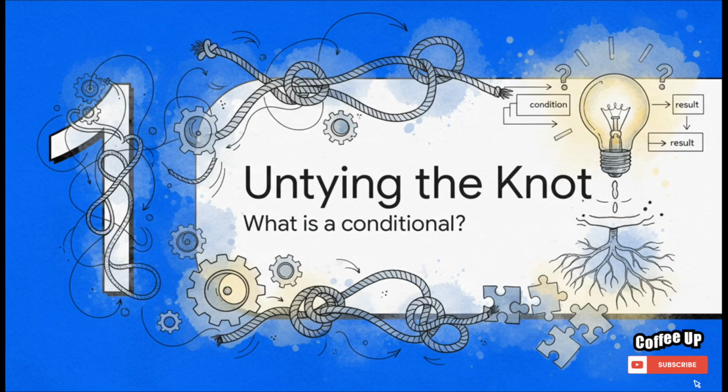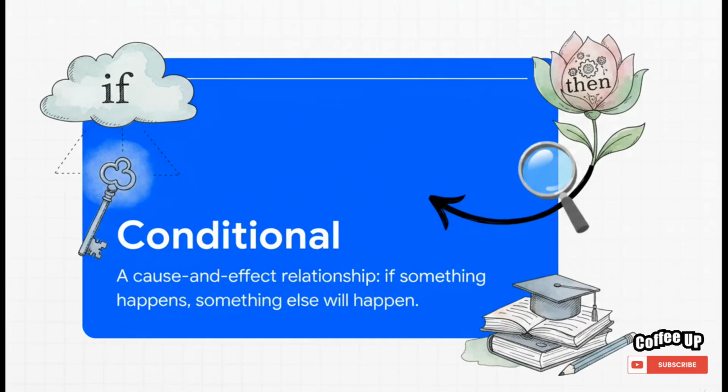Okay, section 1, untying the Gordian knot. What exactly is a conditional? Before we even start looking at formulas, we need to understand the core concept. At its absolute heart, every single conditional sentence is just a simple cause and effect relationship. It's an if clause. It just tells us that if something happens, well, something else is going to happen. That is literally it. Whether the situation is a solid fact, a future possibility, or some completely imaginary scenario, it all just boils down to cause and effect. And realizing that instantly makes the grammar feel a whole lot less daunting.